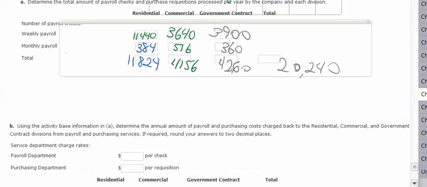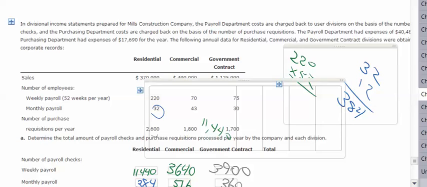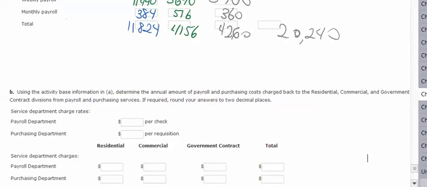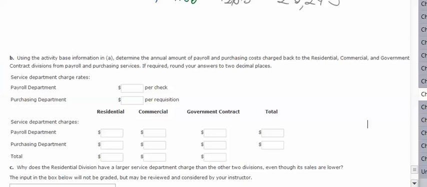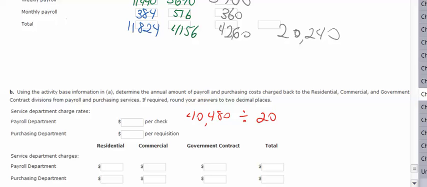So we're going to take the total cost of our payroll, and that was $40,480. I'm going to divide that by the total number of checks, and that's 20,240. Simple division here. 40,480 divided by 20,240, and of course that looks like it's just going to be 2. Yes. Equals $2 per check.